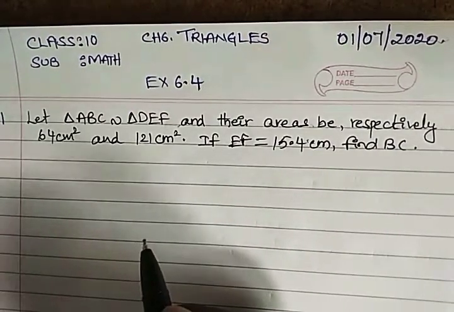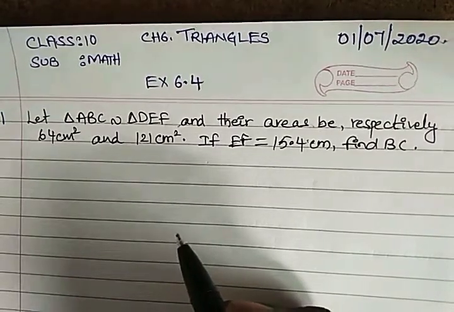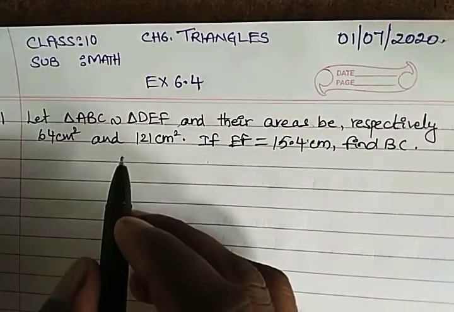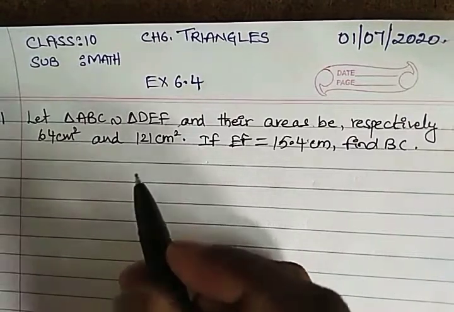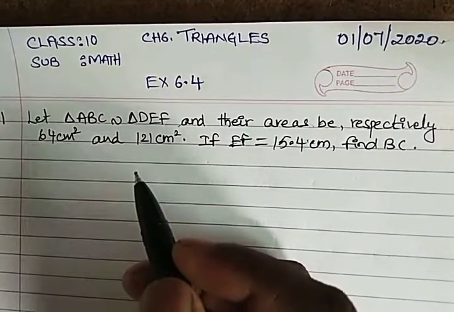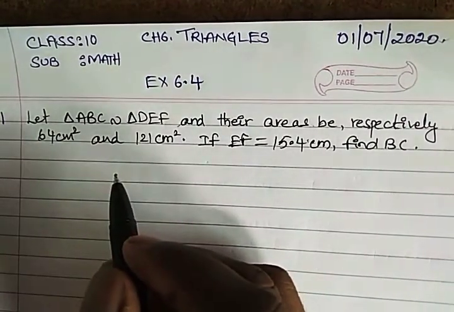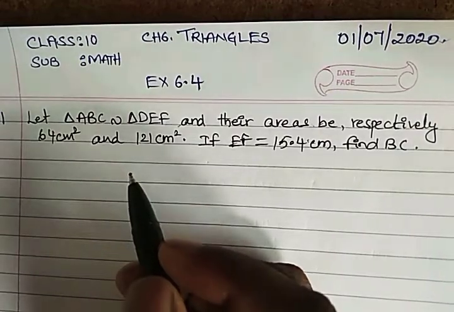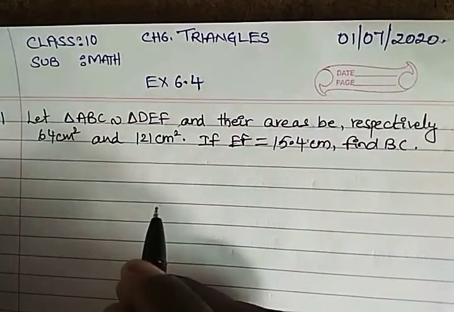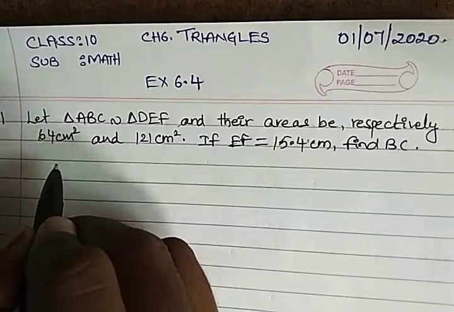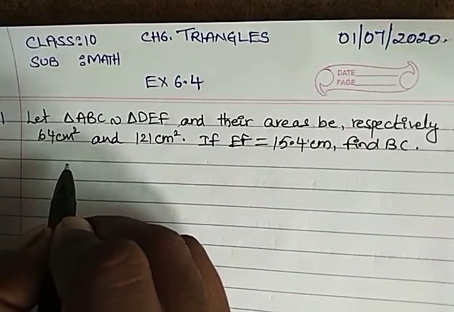We have been discussing the new topic, that is areas of similar triangles. Regarding that topic, in the previous class I explained theorem 6.6 and an example related to that topic. So today onwards we are going to solve the questions from exercise 6.4.